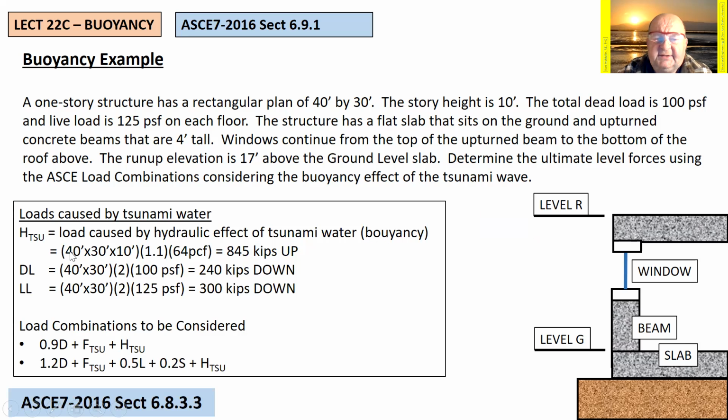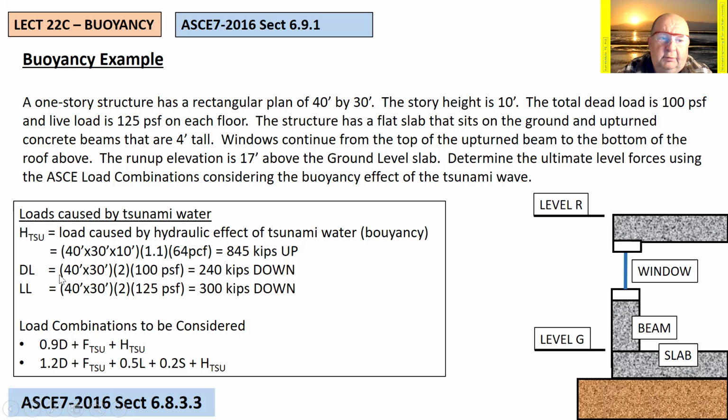So if that's the case, then my HSU, the buoyancy force, is going to be the load caused by the hydraulic effect of the tsunami water. That's going to be the volume of my building, 40 feet by 30 feet in plan, 10 feet tall, times this value of 1.1 times the 64 pounds per cubic foot, or 845 kips upward acting on my structure.